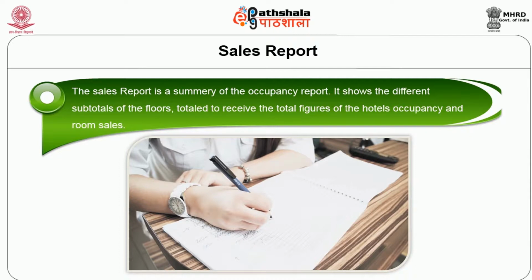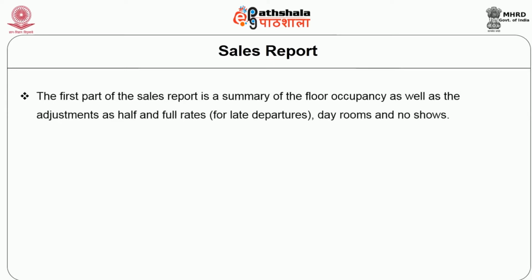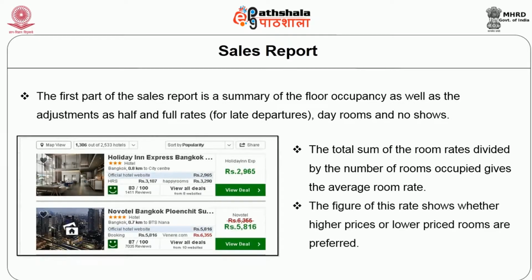It shows the different subtotals of the individual floors, to arrive at the total figures of the hotel's occupancy and room sales. So next will be the room sales report. The first part of the sales report is a summary of the floor occupancy as well as the adjustments, half and full rates, particularly for late departures, day rooms and no shows. The total sum of the room rates divided by the number of rooms occupied gives the average room rate. The figure of this rate shows whether higher priced or lower priced rooms are preferred.